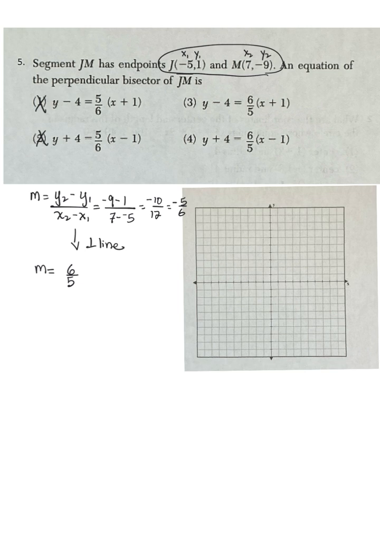So I think a picture might be a better way to go here so you can get the gist of it. All right, so I just plotted J and M and I drew a line straight through them. Now, if you're going to do it this way, which is totally fine, you just really want to make sure that you use a ruler. I didn't because I don't have one, but you would definitely want to use a ruler.